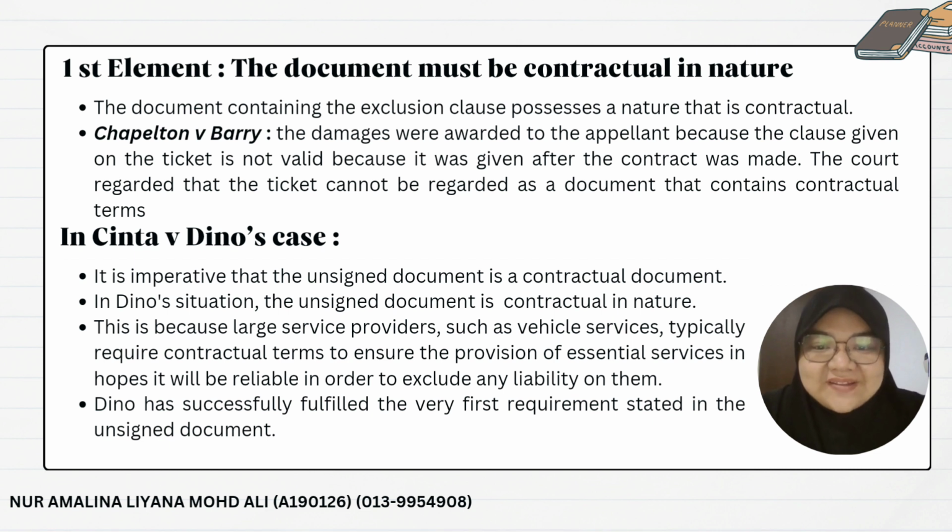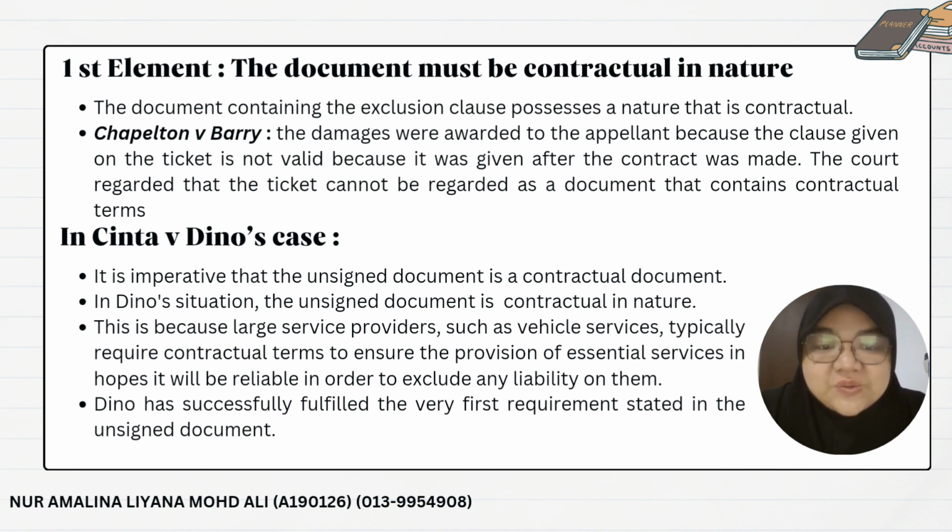For the first element, the unsigned document which states any exclusion clause must be contractual in nature for it to be binding. This is shown in the case of Chapelton and Barry. In this case, the damages were awarded to the appellant because the clause given on the ticket is not valid, due to it being given after the contract was made. The court regarded that the ticket cannot be regarded as a document that contains contractual terms.